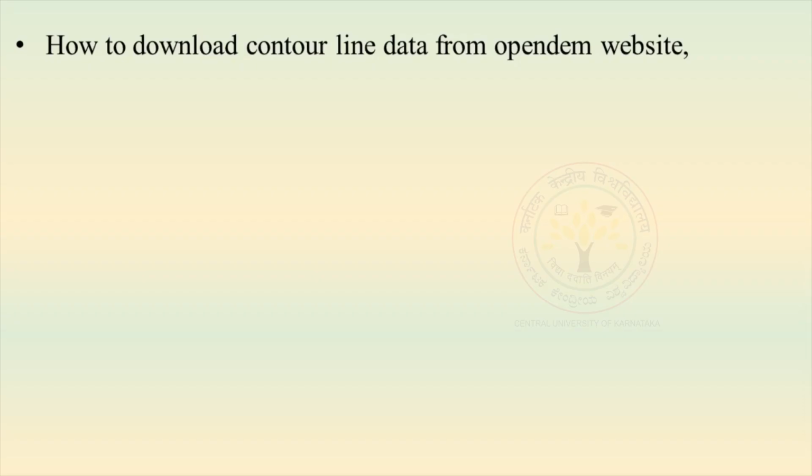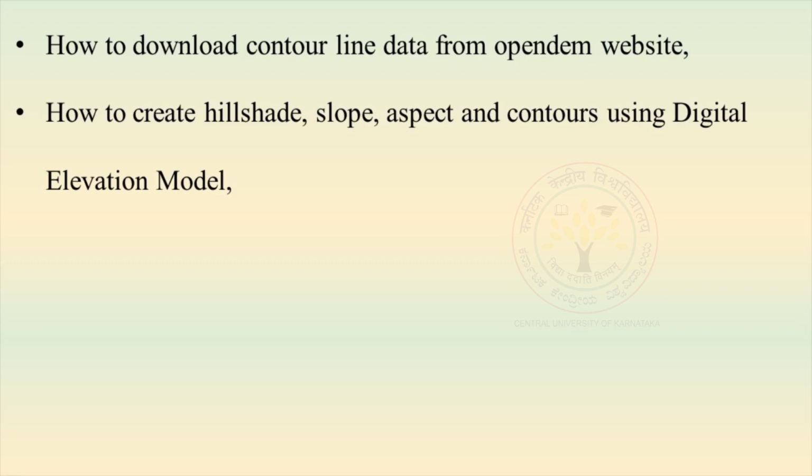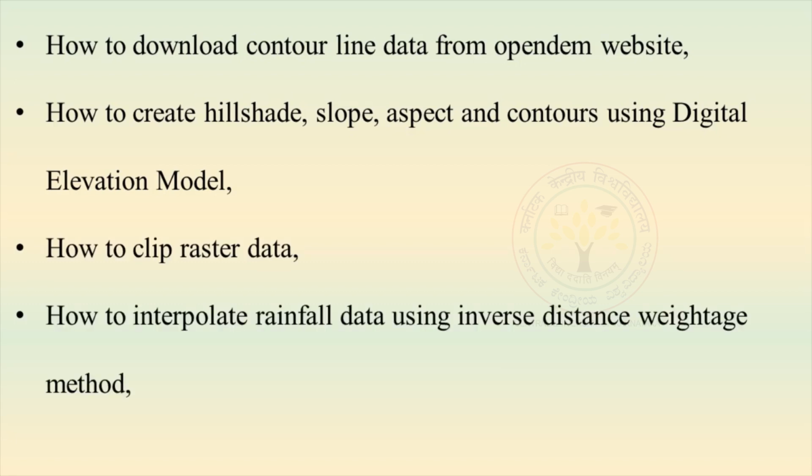In today's lecture, we have discussed about how to download the contour line data from OpenDEM website and how to create hillshade, slope, aspect and contours using digital elevation model, and how to clip the raster data, and how to interpolate rainfall data using inverse distance weighting method.